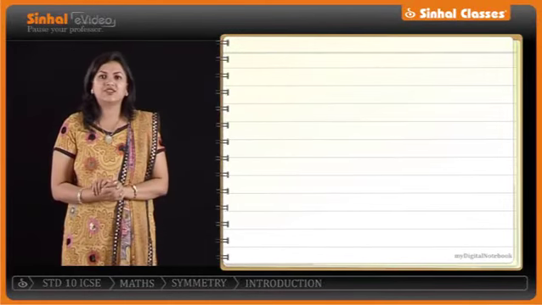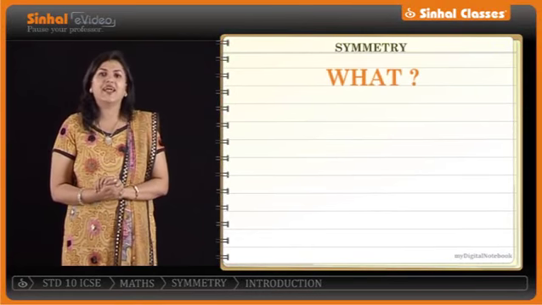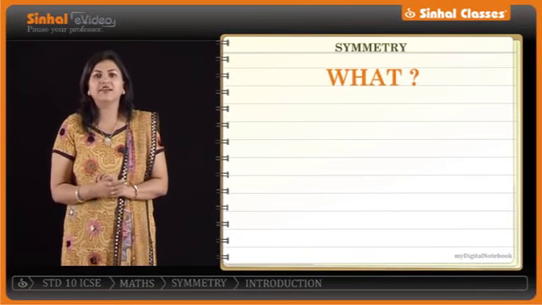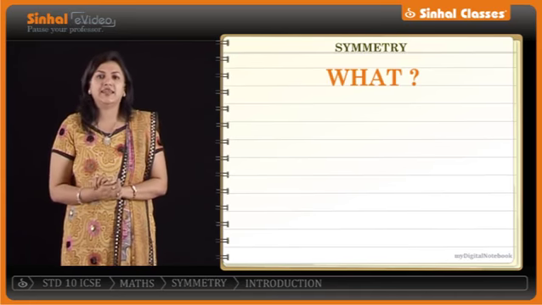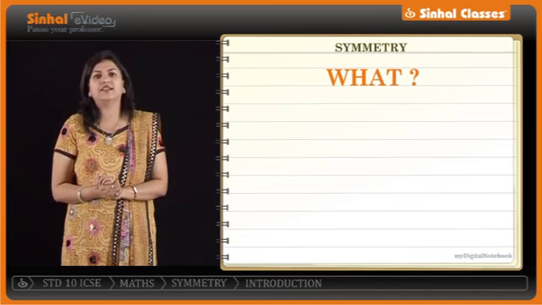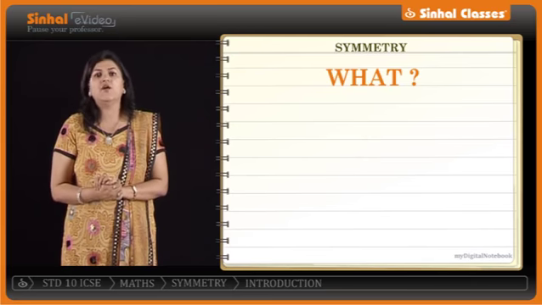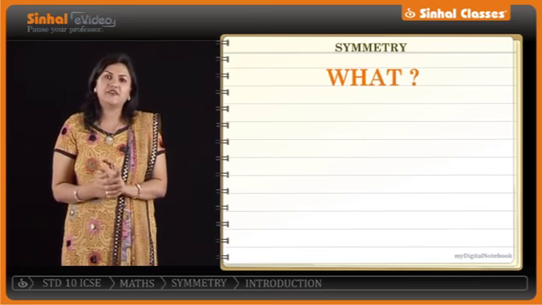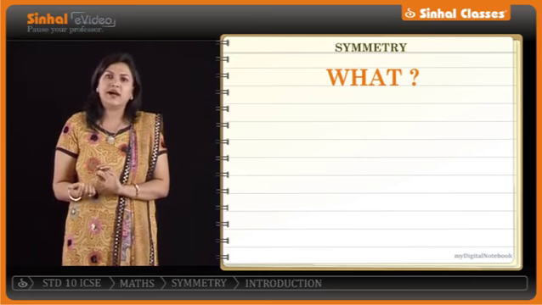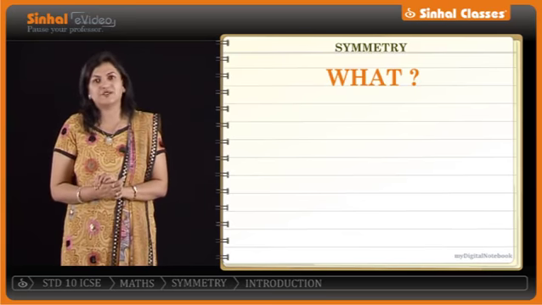Now let's take the next topic, which is symmetry. What is symmetry? If a figure is divided into two identical parts by a line, then the figure is symmetrical about that line, and that line is called the line of symmetry, or also called the axis of symmetry. A figure can have no lines of symmetry, or it can also have many lines of symmetry.